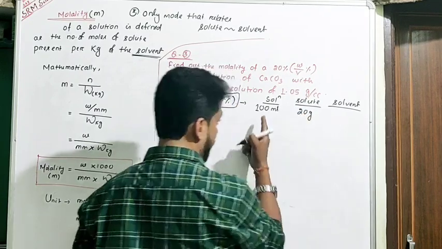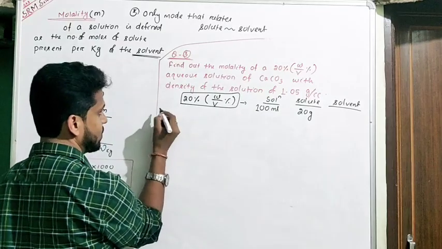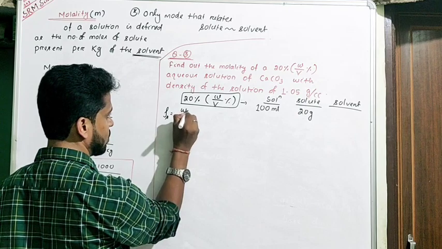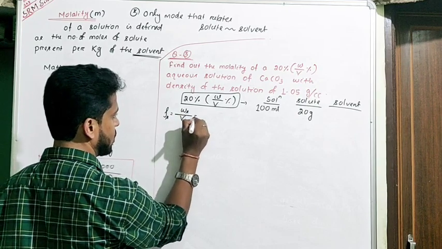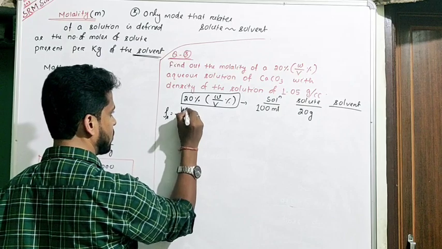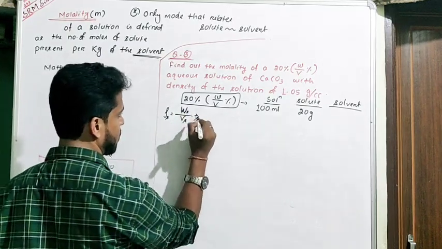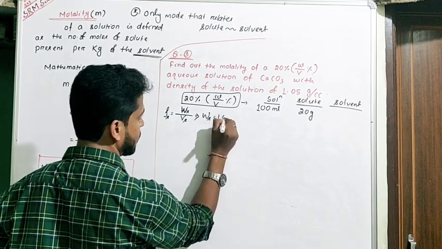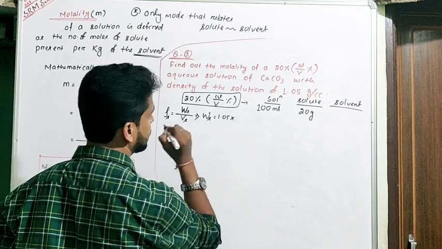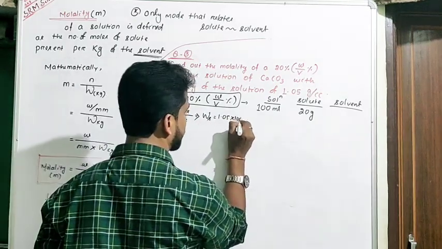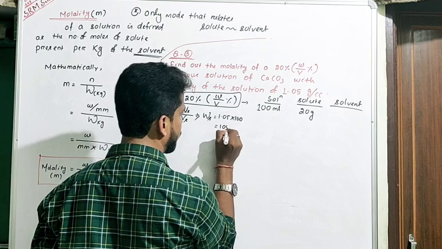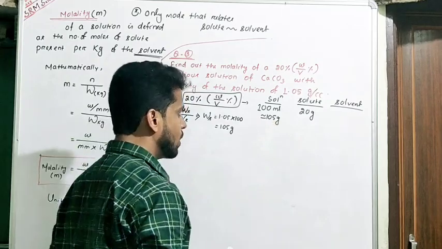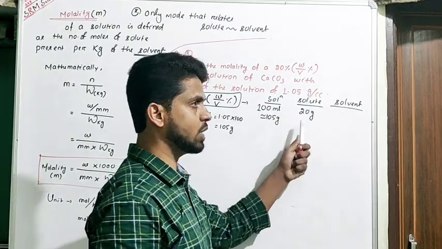100 ml means how many grams? As the density is 1.05 gram per cc, density of the solution is mass of the solution by volume of the solution. So mass of the solution is density into volume, 1.05 into 100, that means 105 gram. So 105 gram of the solution contains 20 gram of the solute. So the solvent is definitely 85 gram.